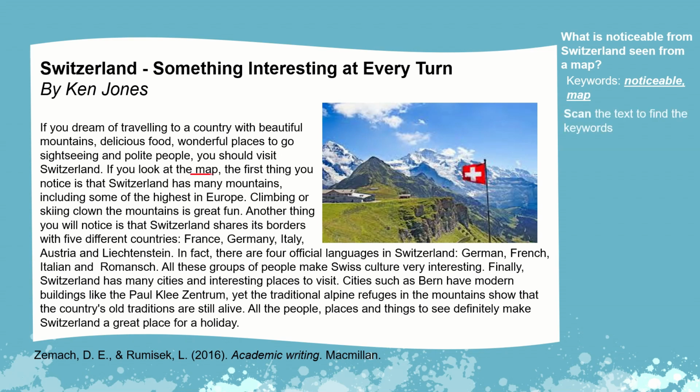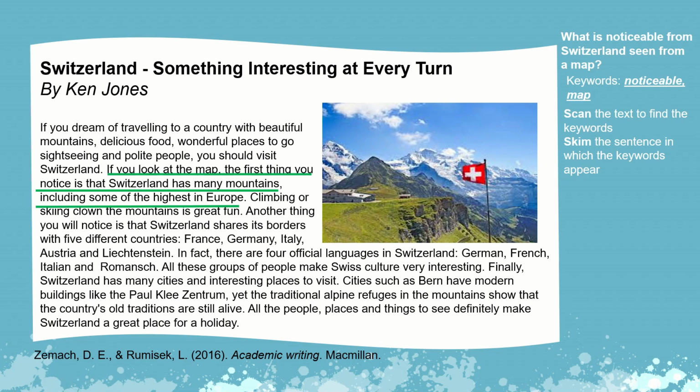You scan the text to find the keywords. Noticeable and map. Here you are. The map and notice. After you scan the keywords and find the location of those keywords, you skim the sentence in which the keywords appear. You skim the whole sentence. If the keywords appear in the second sentence, you just read only the second sentence.